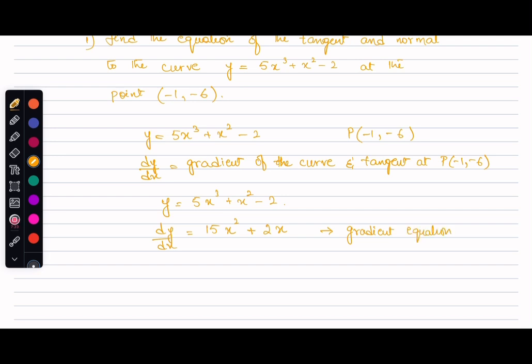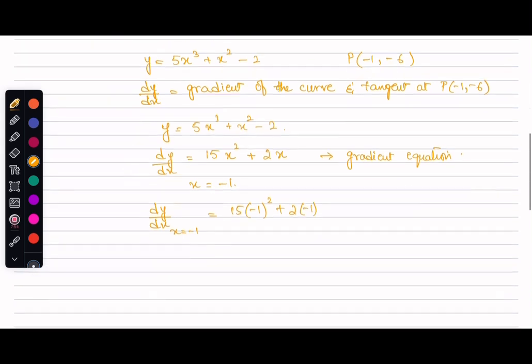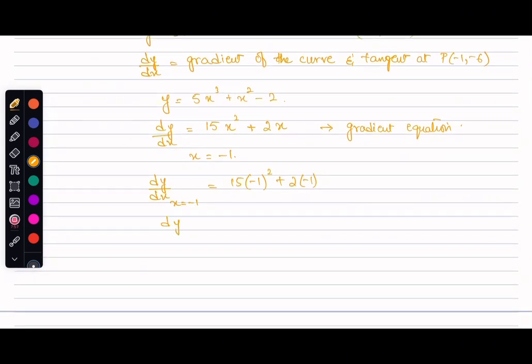So in this gradient equation, if I substitute x as -1, which is for the point P, I will simply say that dy/dx when x equals -1 shall be equal to 15 times (-1) the whole squared plus 2 times (-1). Further, I can say that my dy/dx for x equals -1 shall be equal to 15 - 2, or this gradient then shall be equal to 13.